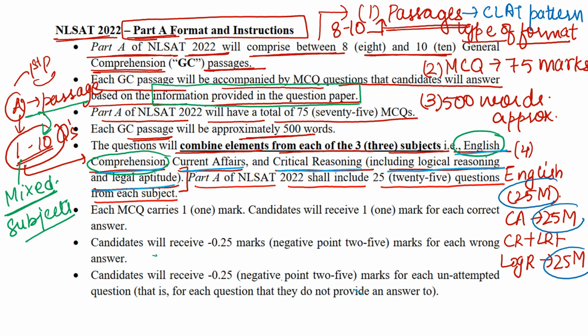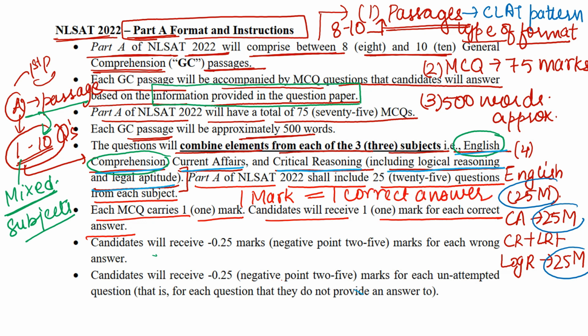ठीक है, ओके. उसके बाद ईच MCQ कैरीज 1 मार्क. कैंडिडेट विल रिसीव 1 मार्क फॉर ईच करेक्ट आंसर. ठीक है ना, हर एक 1 मार्क इज इक्वल टू 1 करेक्ट आंसर. ठीक है ना, 1 मार्क मिलेगा एक करेक्ट आंसर के लिए.